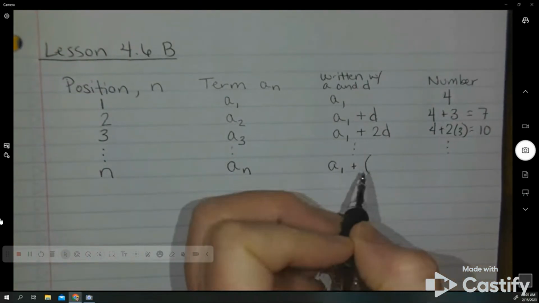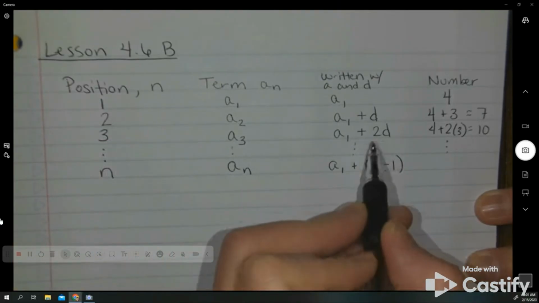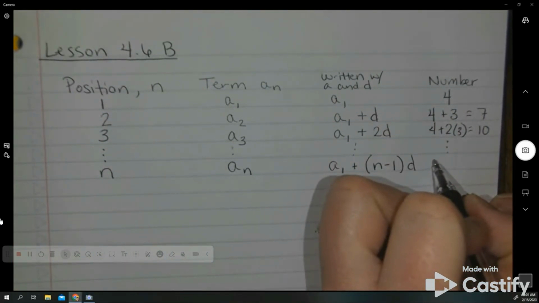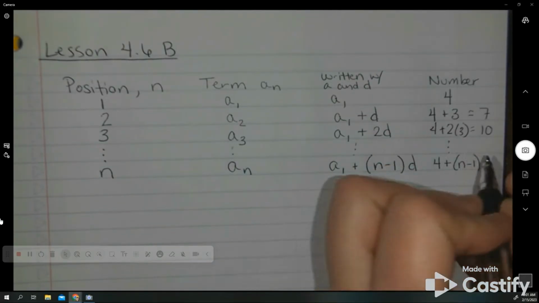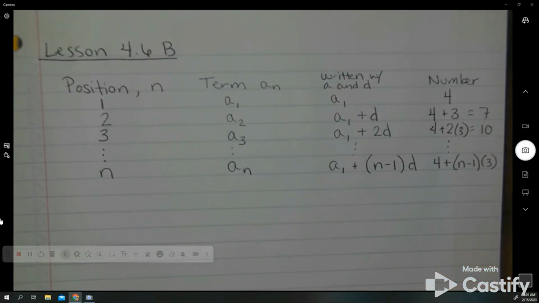So if I'm writing a generic format, I would have n minus 1, that's how I get the 2 right there, okay? The n was 3, minus 1 is giving me 2, times that common difference. So if I thought about it in terms of the numbers that I've been using up here, I would have 4 plus n minus 1 is still the same, because I haven't decided what number I'm using for n yet. Then we're multiplying by that common difference, which was 3. So this is a format that we can use all the time when we're looking at arithmetic sequences.